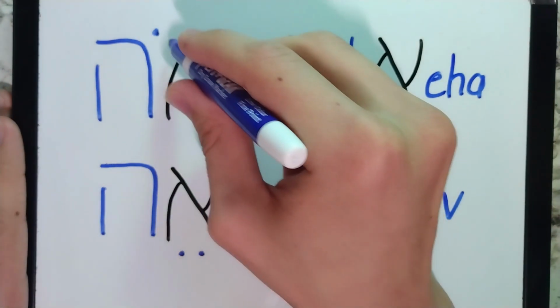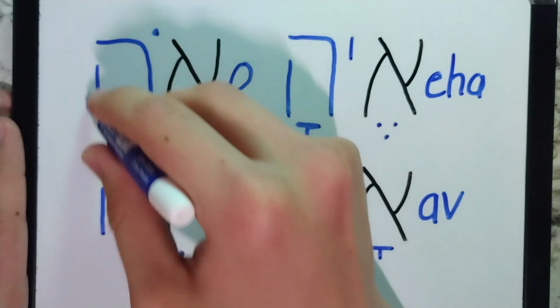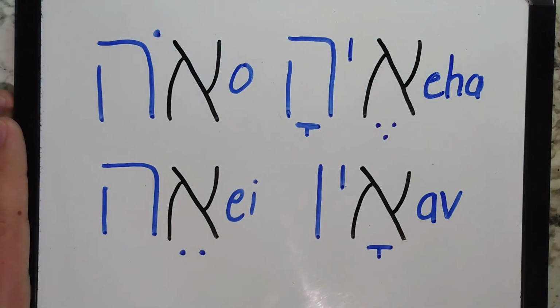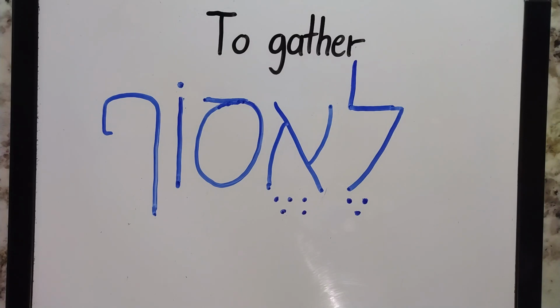We also have the cholam chaser being represented with a silent hey at the end of a word, making its o sound, as well as sometimes a tsere, making its a sound with a silent hey at the end of a word. So that's everything we've learned in the past 5 lessons.